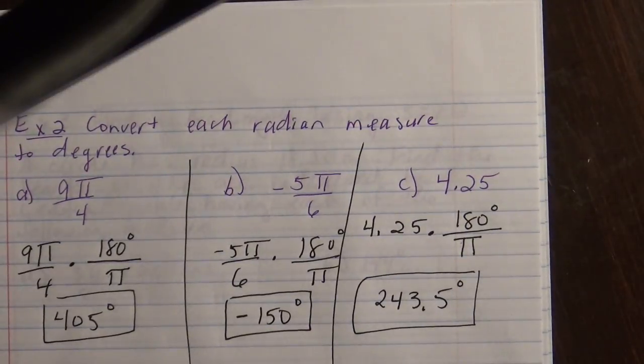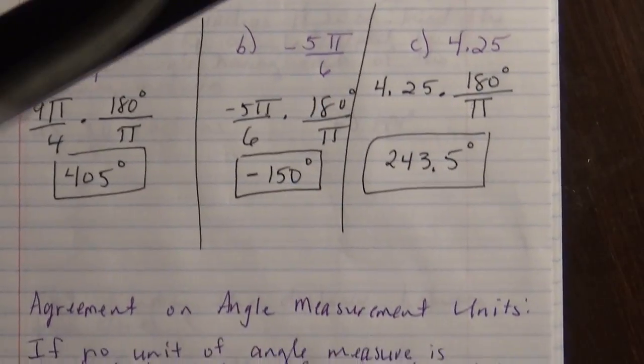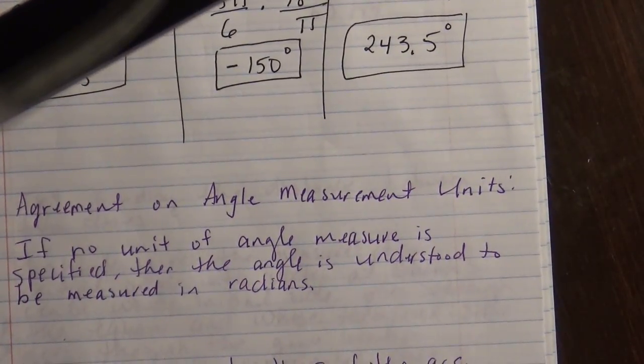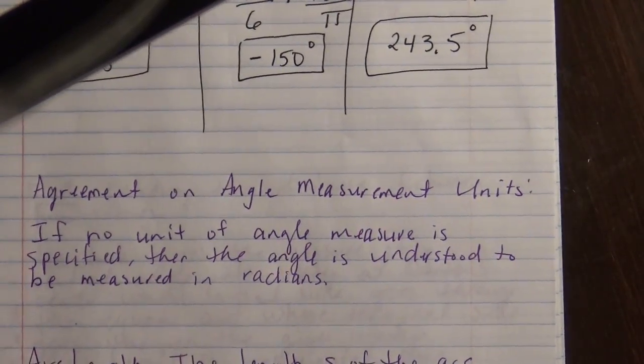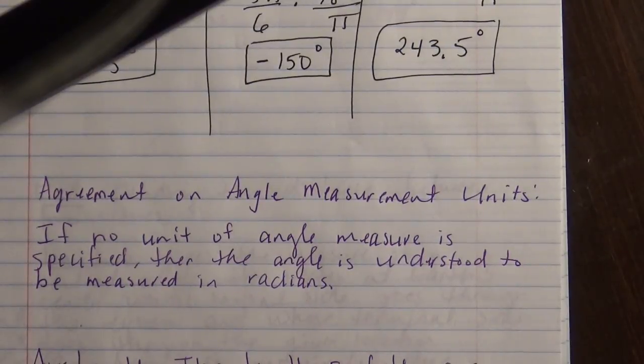Okay, so to me, converting back and forth between radians and degrees is not that bad. All right. Next thing is the agreement on angle measurement units. If no unit of angle measure is specified, then the angle is understood to be measured in radians. So that's what we just saw in the previous example.